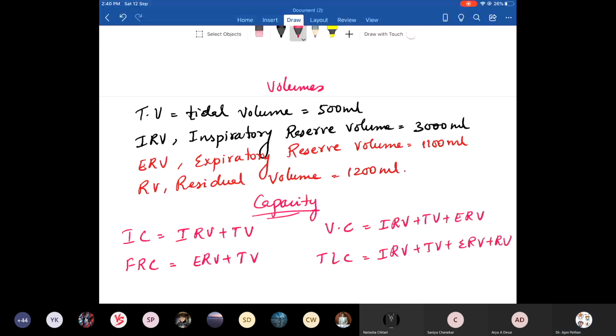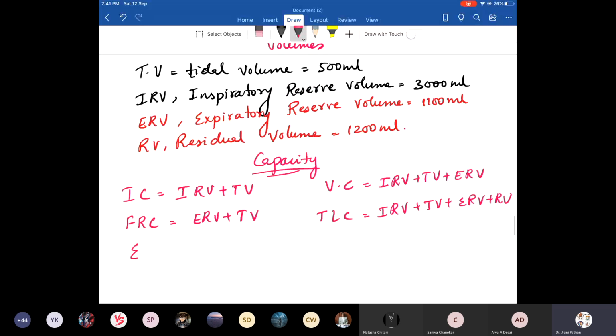You have to know the functional residual capacity and expiratory capacity. I haven't given that. Let me write down expiratory capacity, which is equal to TV plus ERV. Do the correction: this is RV.